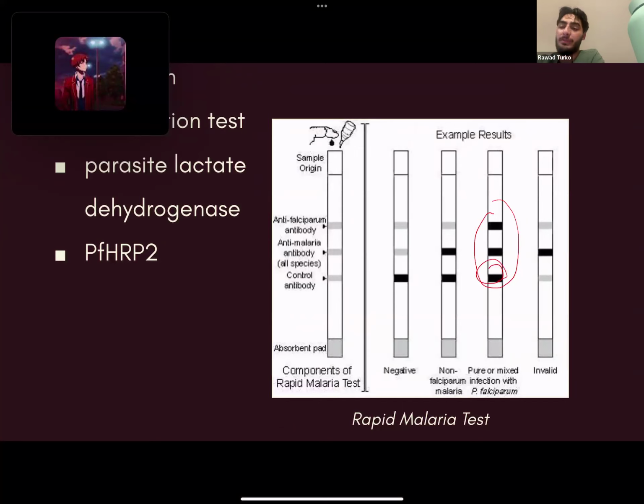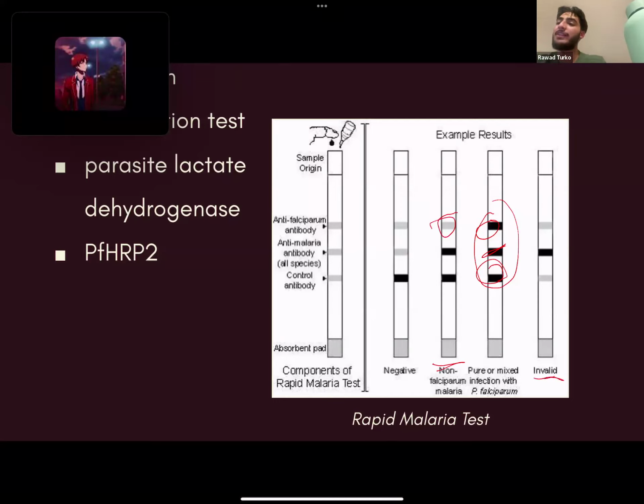a control, so this is supposed to be positive. This is telling you that this patient does have malaria or does have a subset of Plasmodium, and then this tells you that it's falciparum. So at this stage, either it's mixed malaria, so it doesn't just have to be falciparum, or it's just falciparum. Okay, here it's telling you that it's non-falciparum malaria, so it is malaria, but it's not falciparum because the antibodies basically don't bind to the histidine-rich protein 2 of falciparum, so it's not positive.